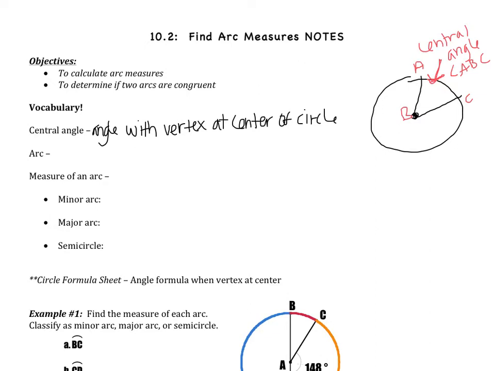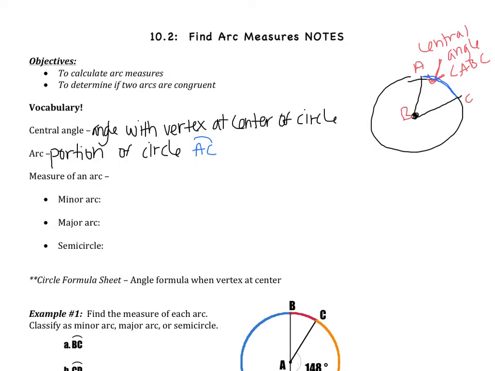An arc is a portion of the circle. So the circle that we're looking at, AC, is an arc. The way we denote that is with the endpoints and a little arc over the top. So it's just as if you cut out a portion of the circle.